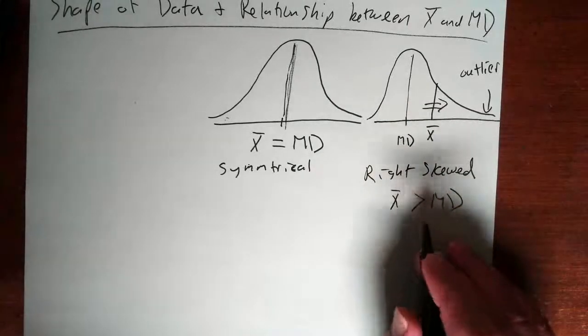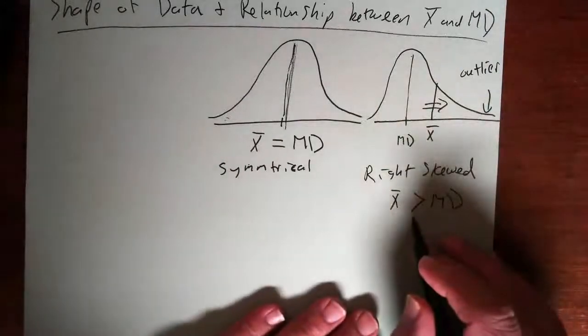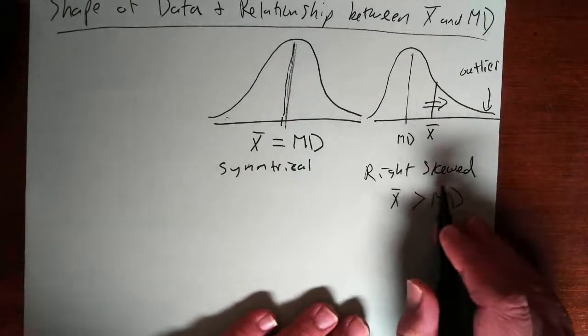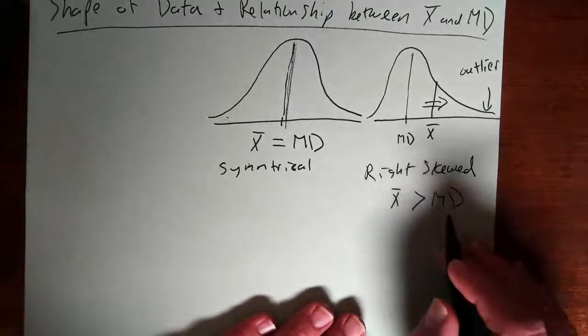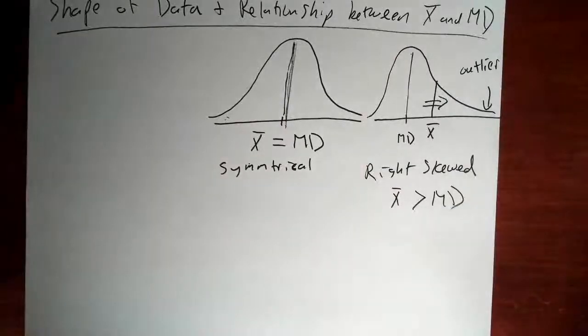The way you usually use this is if you want to know if your data set is skewed, you calculate the mean and the median, and if the mean is bigger than the median, then you know it's going to be right skewed.